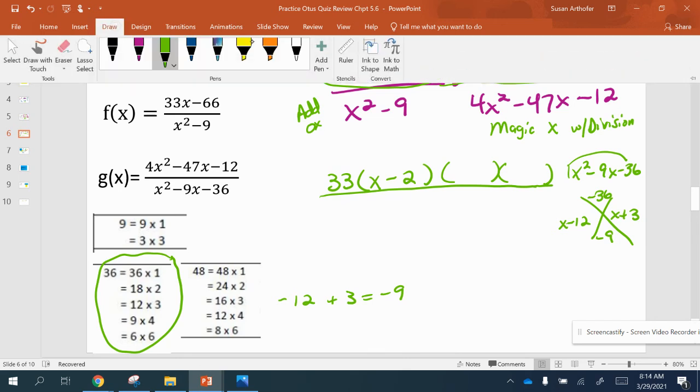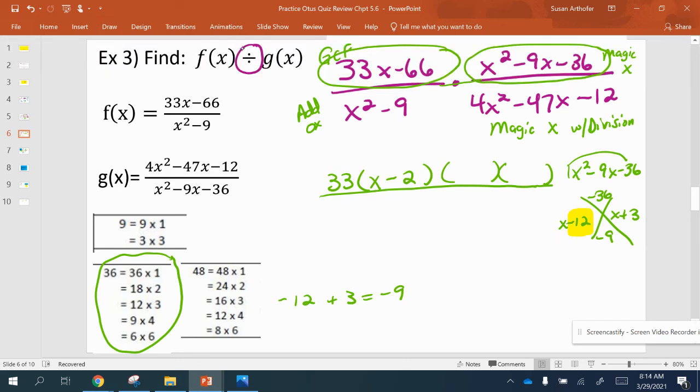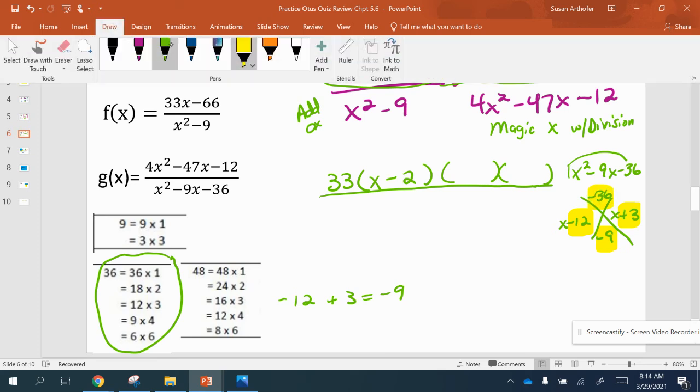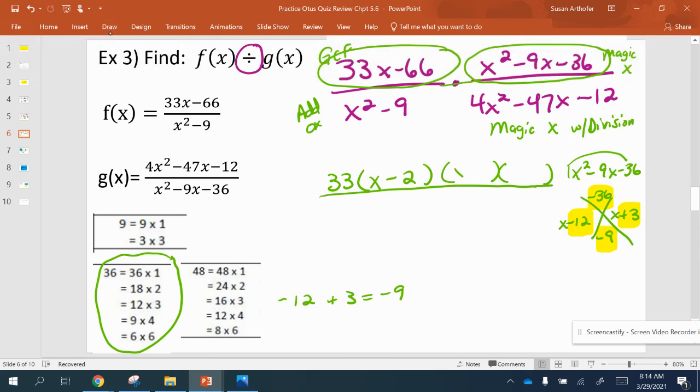And again, -12 plus 3 is -9, and -12 times 3 is -36, right? So you can always double check that right on your magic X. Go ahead and hit pause if you need a minute to write that down.